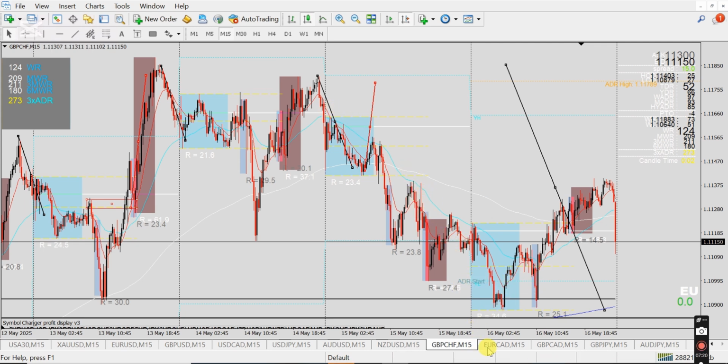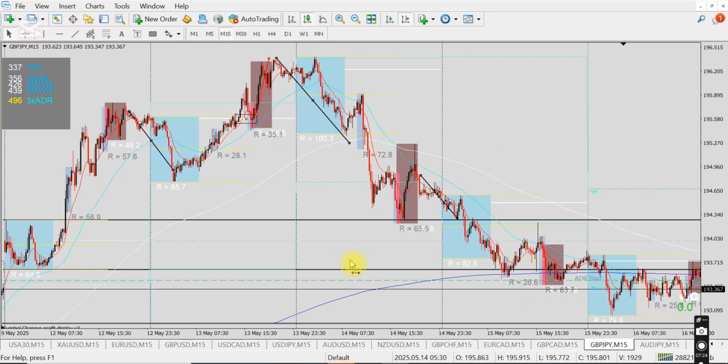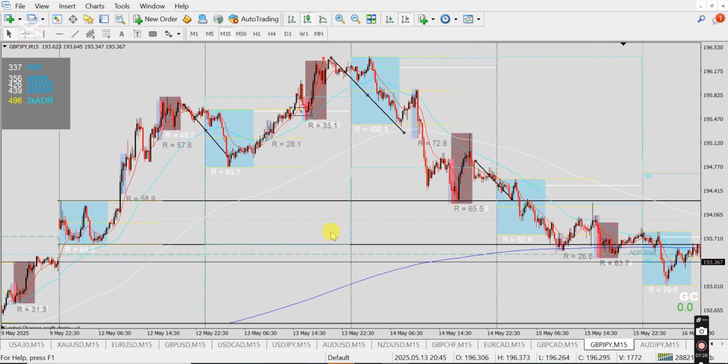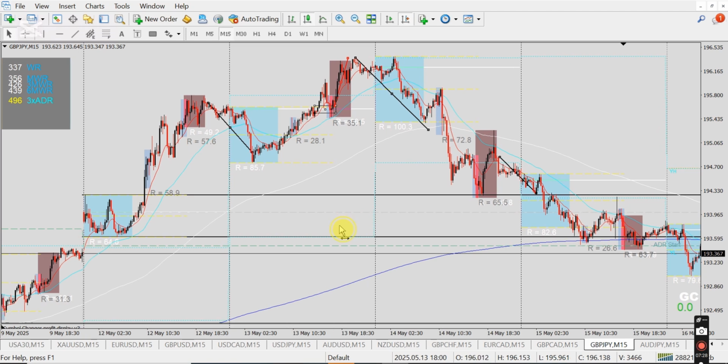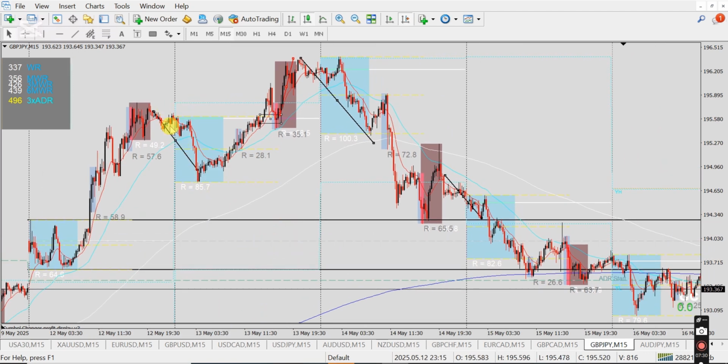So that's our pair of business the previous week, and also GBPJPY was so nice. Okay, this is what has happened. We took out this trade. I did not take out this. I did not take out this, and this I did not take out.